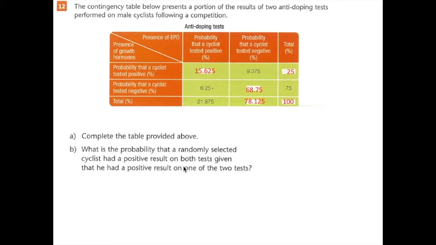The probability that a randomly selected cyclist had a positive result on both tests, given that he had a positive result on one of the two tests. Okay, so we're saying he had positive on both, given that he scored positive on one of the two. He had positive on one and positive on the other, given that he had positive on one or positive on the other. That is this intersect that.